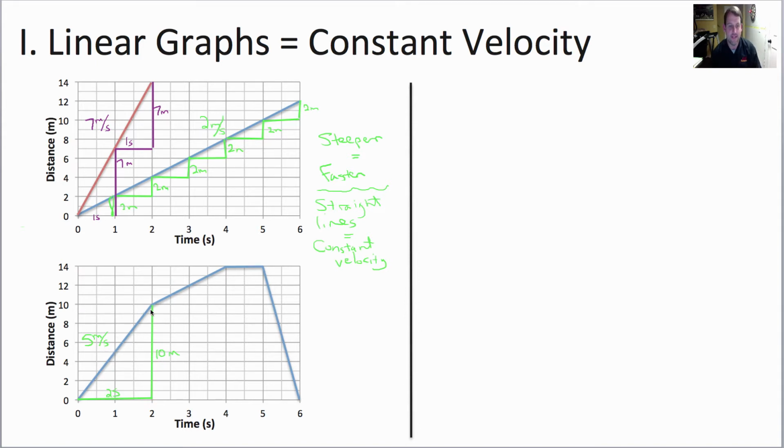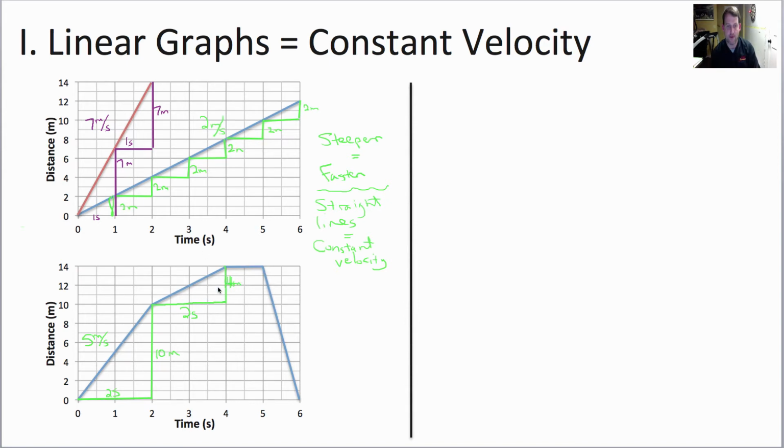Okay? Now for this next part, we're not going to start at the bottom. We start at where the line starts, and we go over and then up. And here you can see that we started at 2 seconds and ended at 4 seconds for a change in time of 2 seconds. So 2 seconds have gone by. And here we started at 10 meters and we go up to 14 meters for a change in distance of only 4 meters.